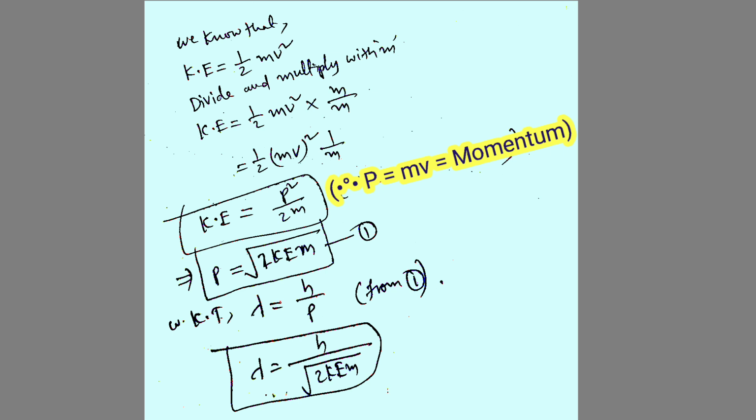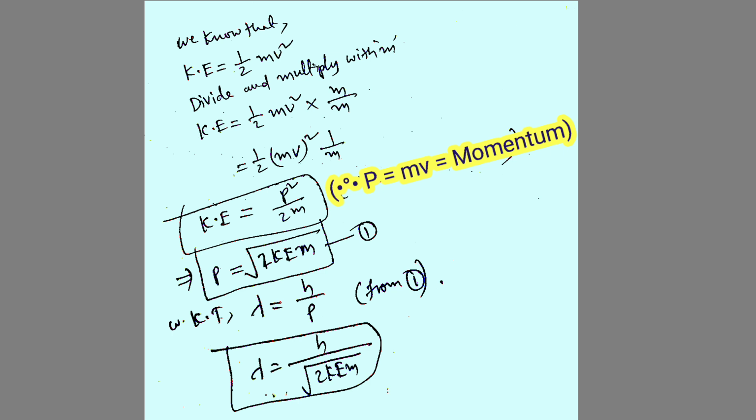In the place of mv, now let me write p, then we get kinetic energy is equal to p squared by 2m. From this I want the p value, then we get p is equal to root over 2 KE m. From De-Broglie's wave theory, lambda is equal to h by p. Now substitute the p value in this equation, then we get lambda is equal to h by root over 2 KE m. This is the relation between kinetic energy and wavelength of a moving particle.